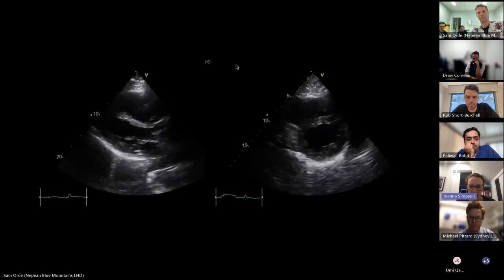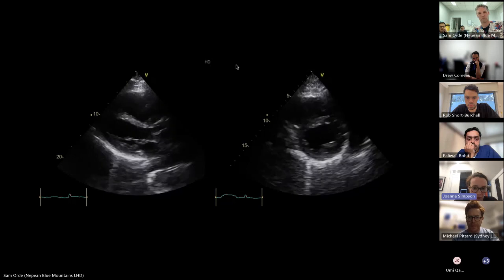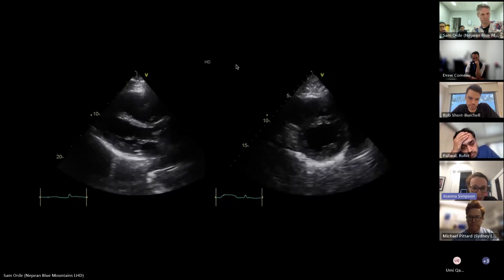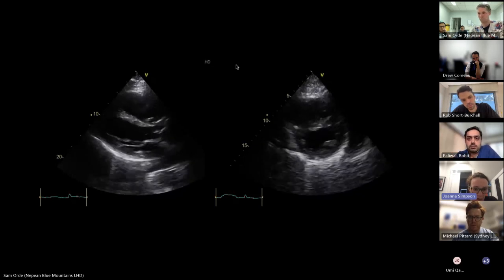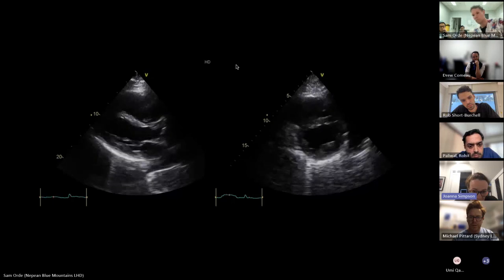So the parasternal long axis view on the left shows a dilated RV. It's significantly greater than the LV. The LV looks small, but is contracting normally, and I can't see any.